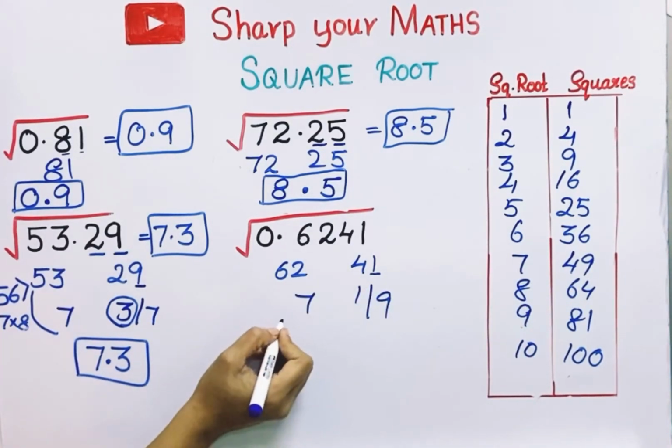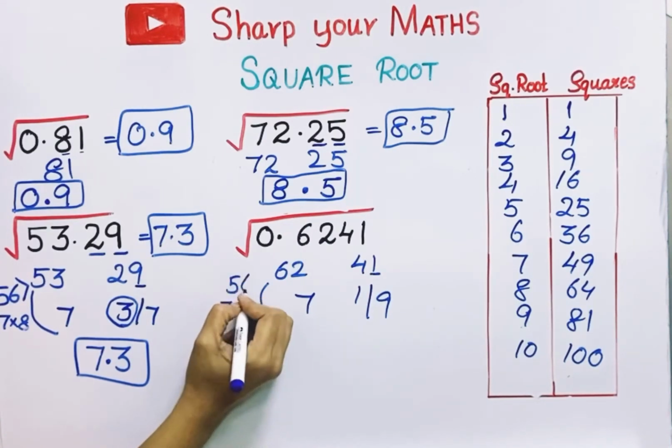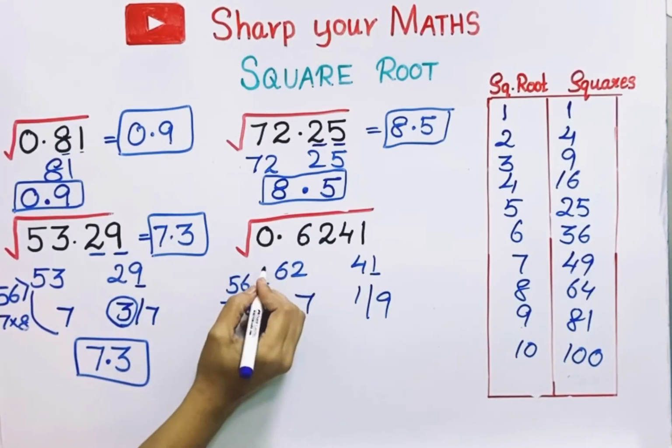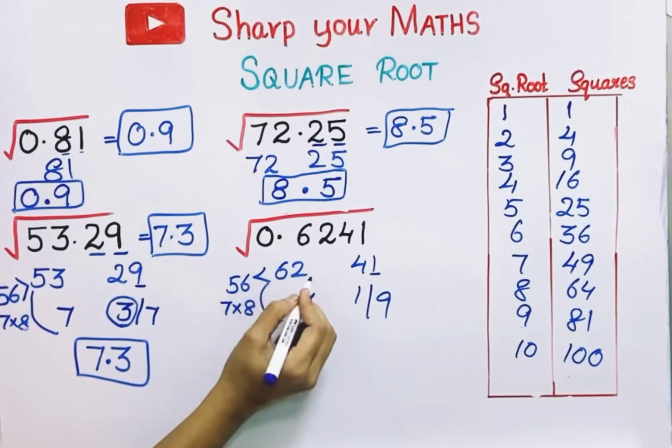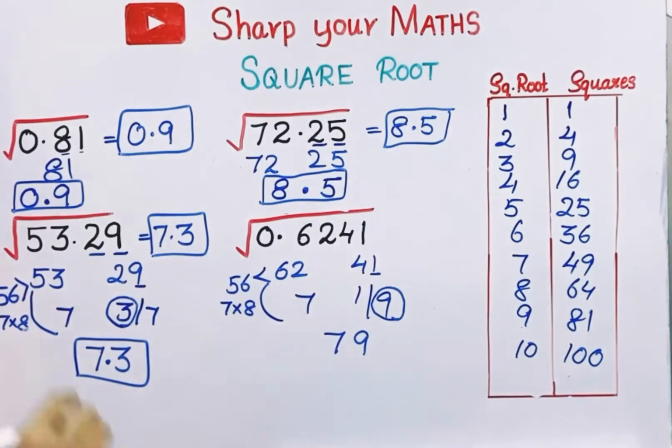Next step, take the 7 and multiply with the next number. 7 into 8, 56. Now compare 56 and 62. The number in the group is bigger. So choose the bigger number. 79. Now we have to insert the point.